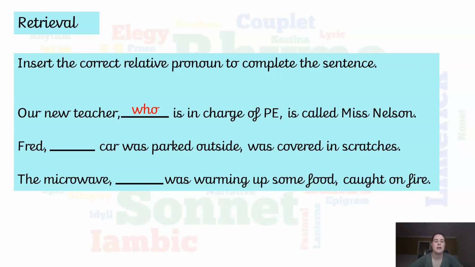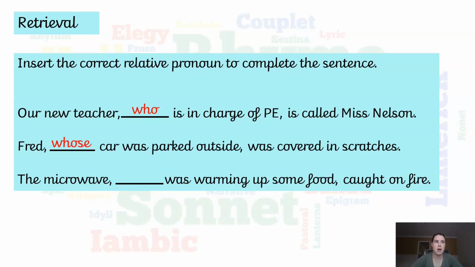So who. The next one: Fred, blank, car was parked outside, was covered in scratches. Now we're linking to a car and Fred. We know that's a property, so we're looking for a pronoun that relates to it being in the possession of Fred. So that missing one there is whose. Fred, whose car was parked outside, was covered in scratches.